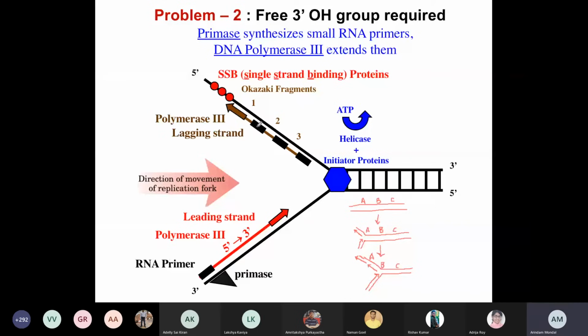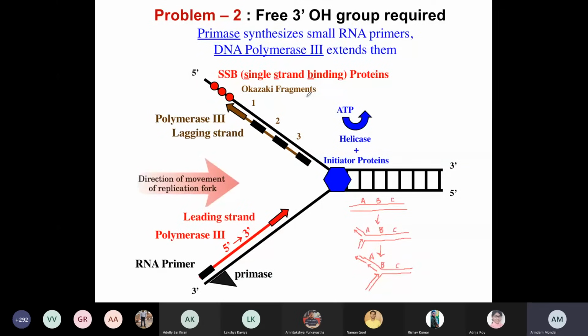Okay. So these fragments were first visualized using electron microscopy by a Japanese professor called Okazaki. And after his name, these discontinuous DNA fragments in the lagging strand were named Okazaki fragments. Okay. So this is the second step, that is the priming and elongation.